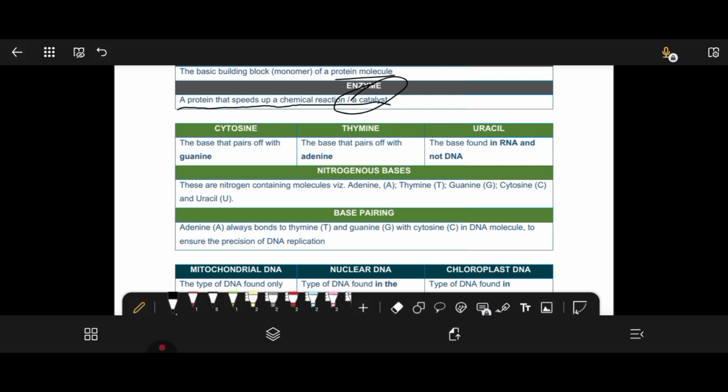Okay, so we have our pairs right here. We have our 3 pairs. We have cytosine, which is the base that pairs off with guanine. We have thymine, the base that pairs off with adenine. And then we have uracil, the base found in RNA and not DNA. So I want you to catch these things very simply.